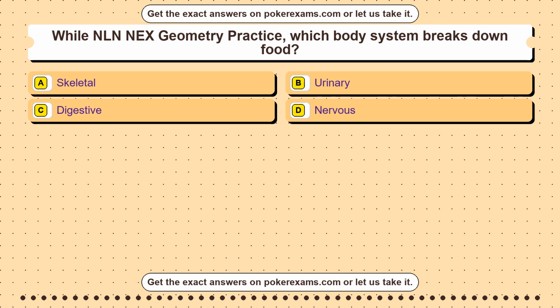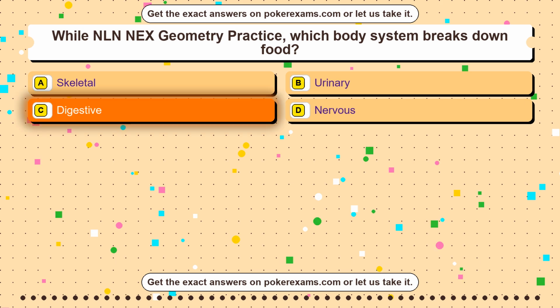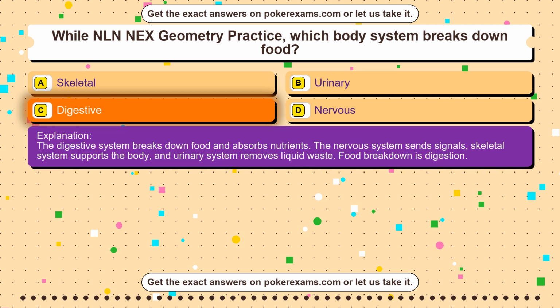Question 7. While Get Geography Practice, which document begins with "We the People"? Option A, Bill of Rights only. Option B, Federalist Paper No. 10. Option C, U.S. Constitution. Option D, Declaration of Independence. The correct answer is option C, U.S. Constitution. The U.S. Constitution begins with the phrase "We the People." The Declaration of Independence begins differently, the Bill of Rights is a set of amendments, and Federalist Paper No. 10 is an essay. This is a common civics clue.